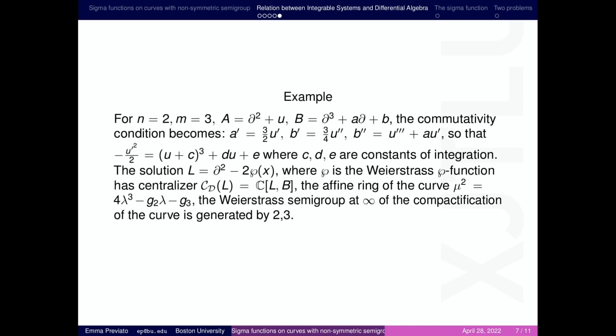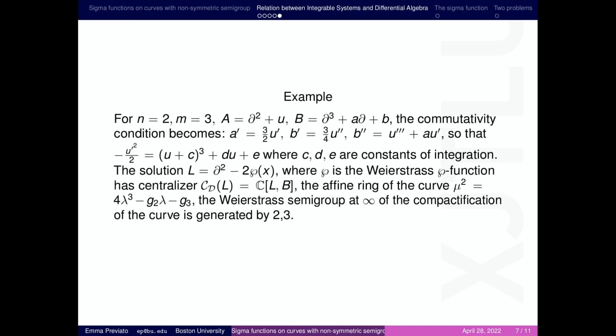So please look at the equation of the elliptic curve. Mu squared is equal to 4 lambda cubed minus g2 lambda minus g3, written in Weierstrass form, where g2 and g3 are the invariants. The two operators L and B satisfy this equation. So B squared, the operator B, is equal to 4 L cubed minus g2 L minus g3.